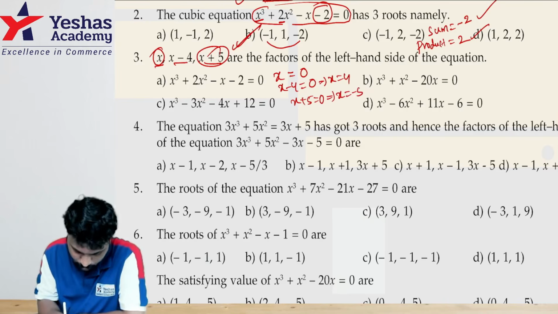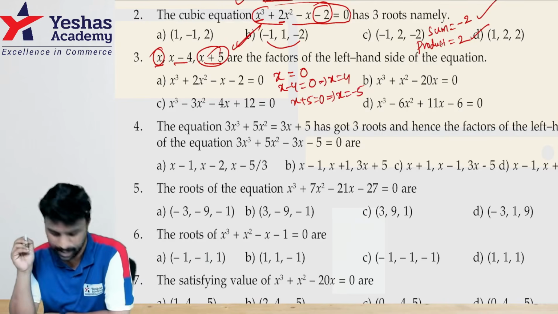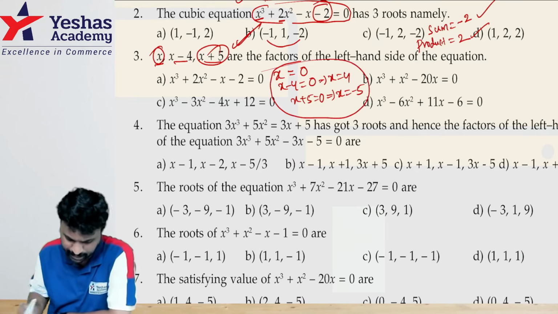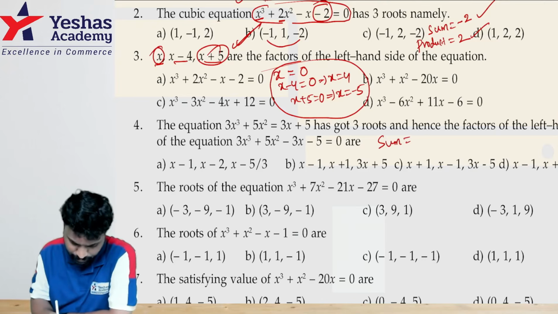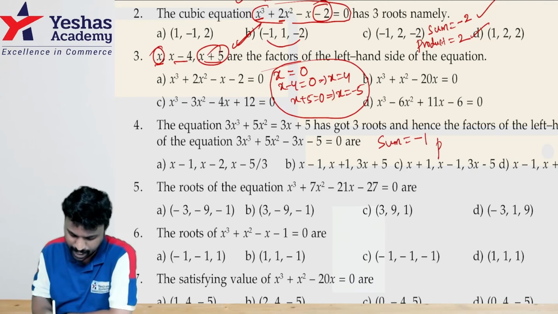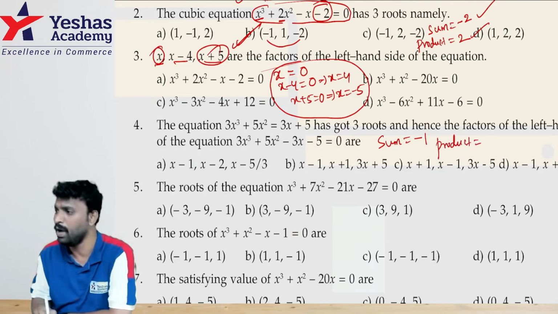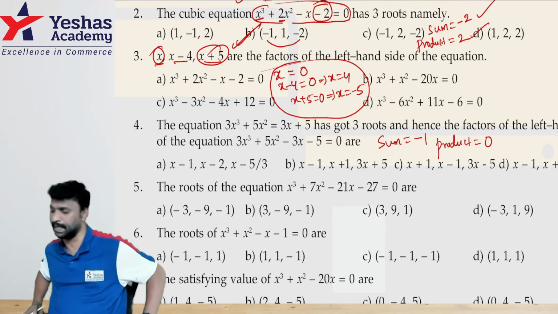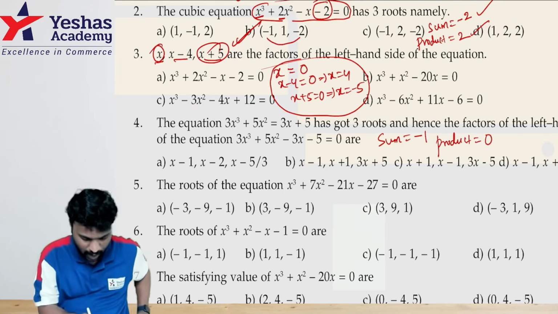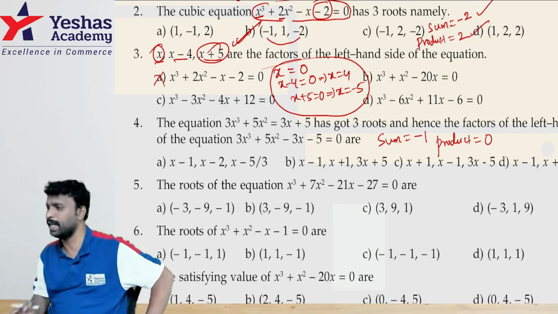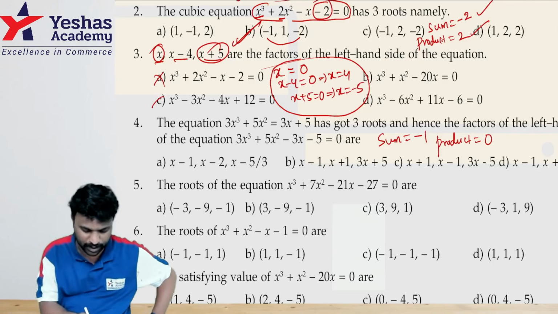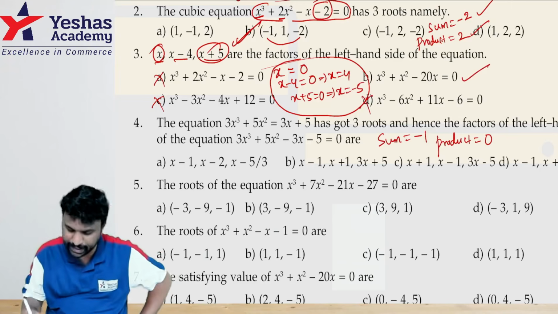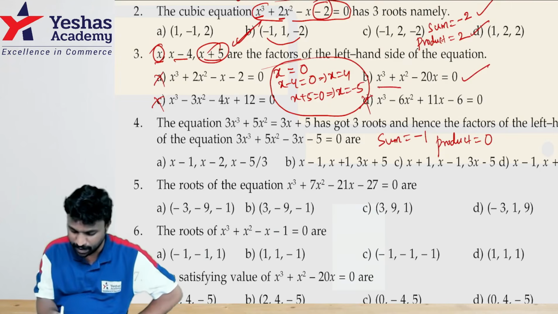So what are the three roots? 0, 4 and minus 5. First of all, find the sum of these three roots. 0 plus 4 minus 5 is minus 1. And the product, guys, if one of the roots is 0, the product will definitely be 0. Yes or no? That means the constant term should be absent. Clearly, option A has a constant term, so the product cannot be 0. Option C also has a constant term. Option D also has a constant term. Only option B doesn't have a constant term. So this is the right answer.